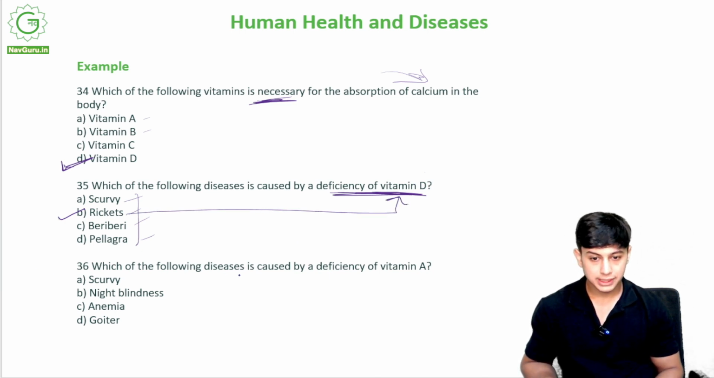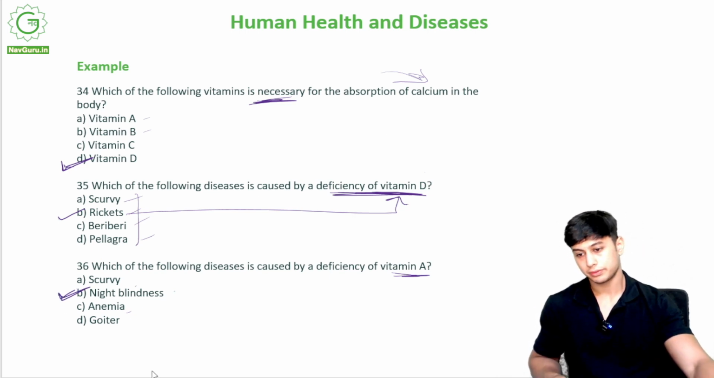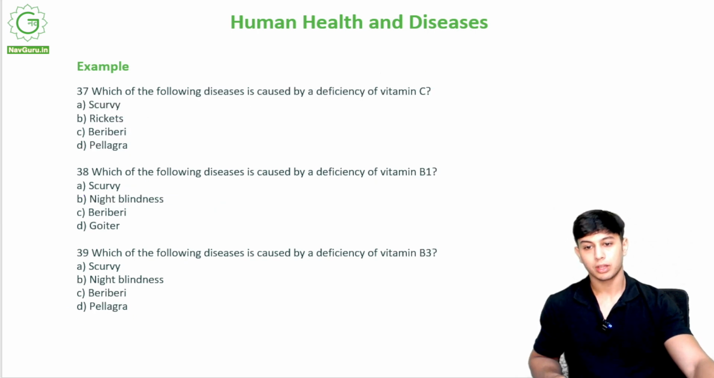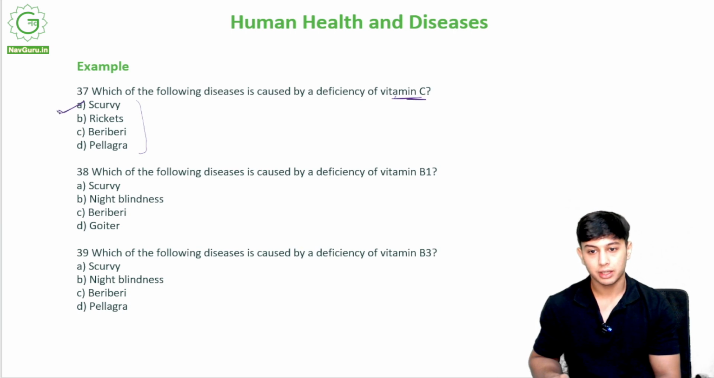Which of the following diseases is caused by a deficiency of vitamin A? Scurvy, night blindness, anemia, goiter. By now you know it is night blindness. Which of the following diseases is caused by a deficiency of vitamin C? I think we can all identify it is scurvy.